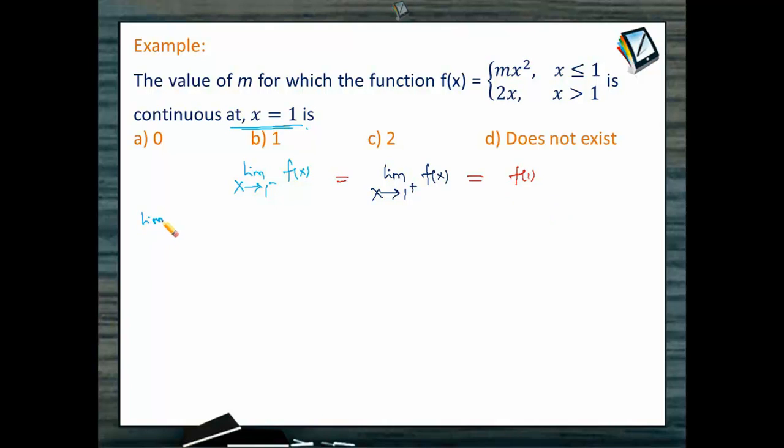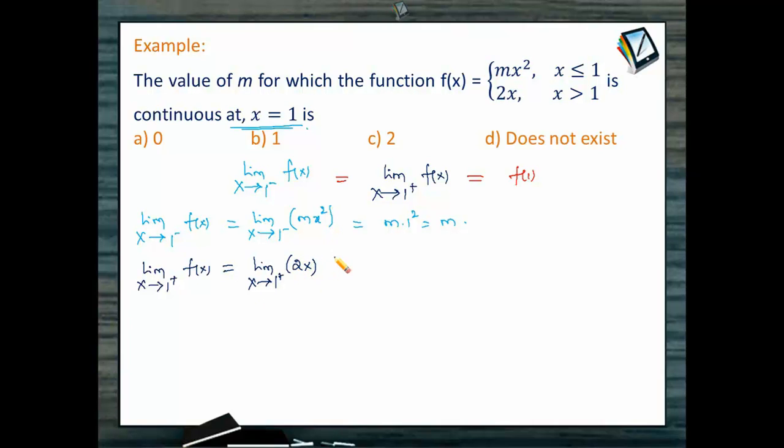Now let's calculate first the limit as x tends to 1 minus of f of x. That is the limiting value when the function is defined to the left of 1. How was the function defined? It is defined as mx square. So this should be m into 1 square, that is m. Limit as x tends to 1 plus of f of x, that is the right hand limit: to the right side of 1 the function is defined as 2x, therefore it is 2 into 1. Now I am able to calculate the left hand limit and right hand limit.